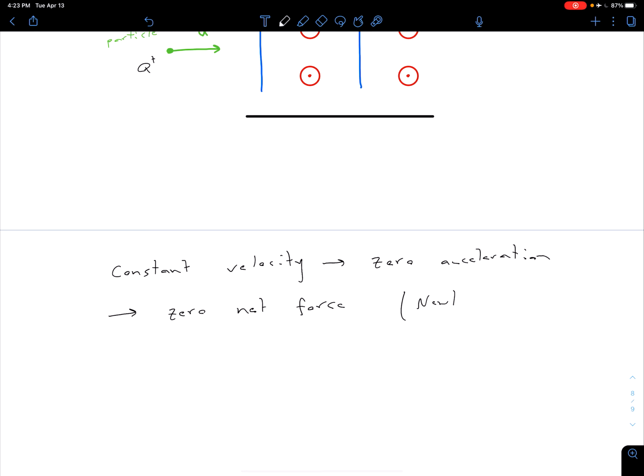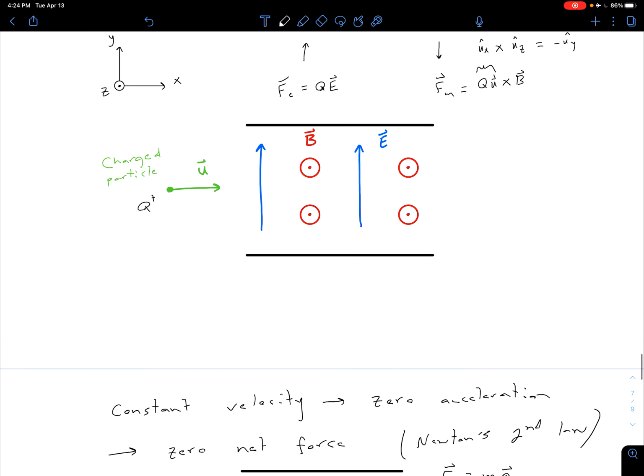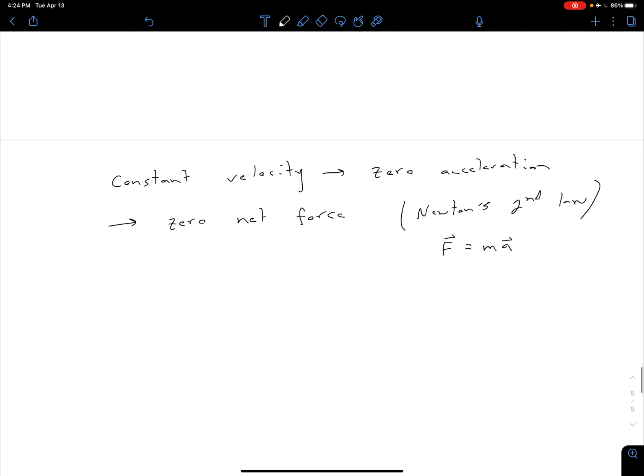And so that comes from Newton's second law. And of course what Newton's second law says is that in general our force is equal to the mass times acceleration. And if our acceleration is zero, then we have zero force. So because we have one force pointing upward and one force pointing downward, that means we want these forces to exactly cancel out. So we can say that zero is equal to our overall force, which is going to be equal to the sum of the two forces, which is our Lorentz force equation.